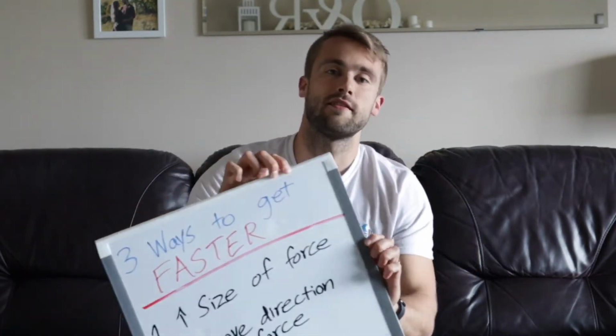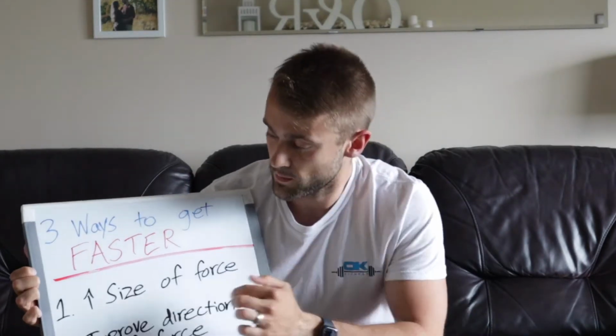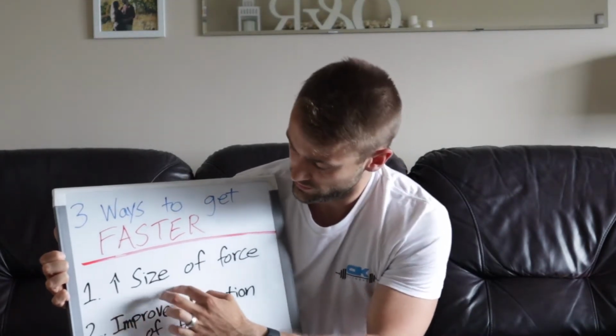So, three ways to get faster. Way number one is you're going to increase the size of the force. So pretty simple. Every time that you put your foot into the ground, you're applying force into the ground. If you can increase the size of that force, it's going to propel you further faster. Now, what's the easiest way to apply more force? Well, it's to get stronger. Stronger athletes apply more force.